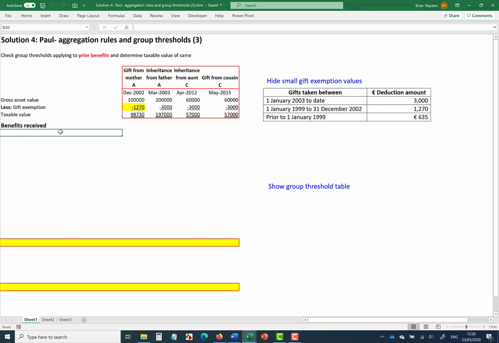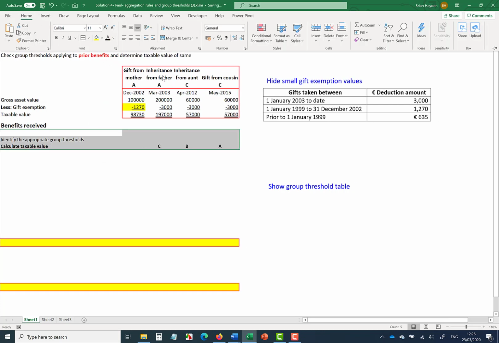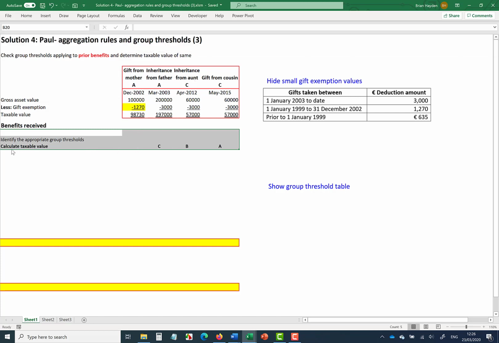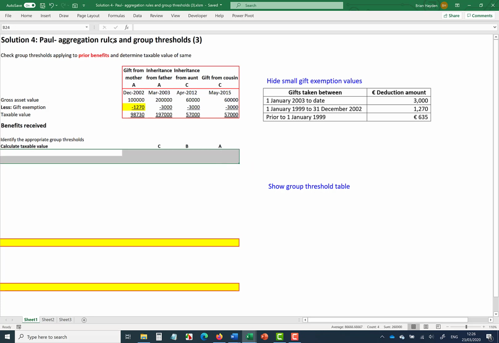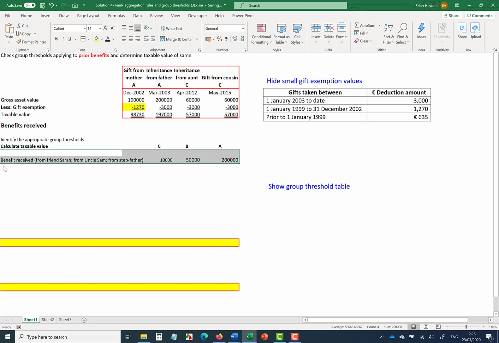Okay, so the other items then to identify the appropriate thresholds. We got benefit from his father, stepfather as Group A. We've got a benefit from his uncle, and we got a benefit from his cousin. Okay, which is Group C. So looking at the value of these, so the friend Sarah was a Group C. The Uncle Sam is a Group B, and the stepfather is a Group A.